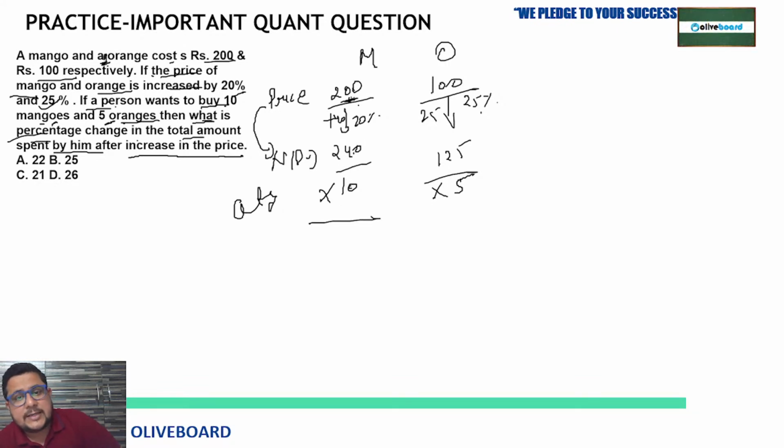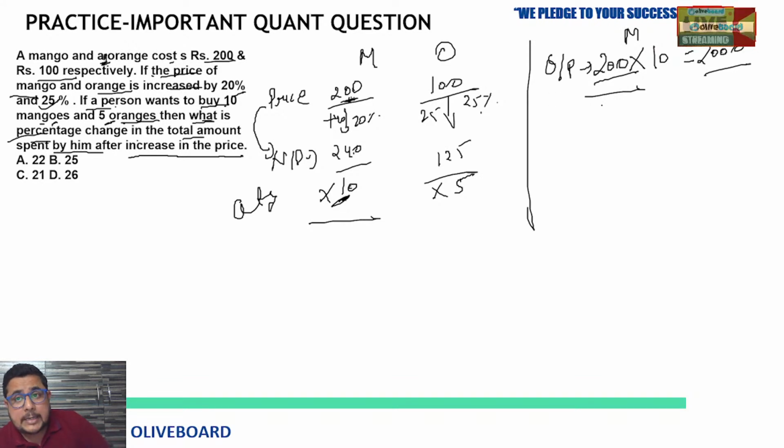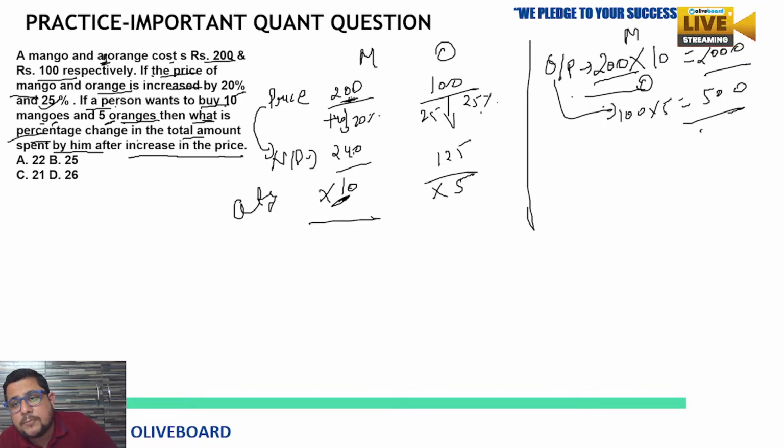Or you can see here, as per the old price, the per mango price is 200, multiplied by how much quantity a person wants to buy? 10. So for mango the price is going to be 2000. This is the old price. Now for orange, the old price is going to be 100 multiply 5, because 5 pieces are there, 500.